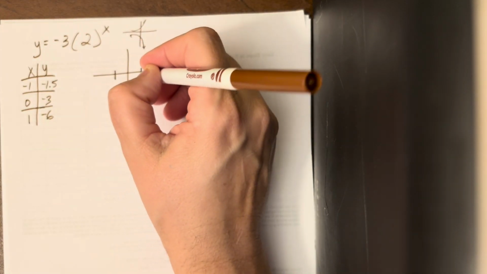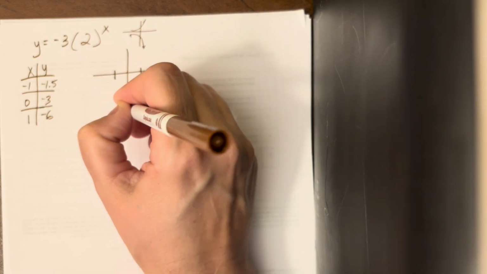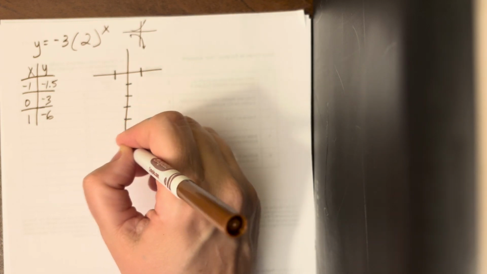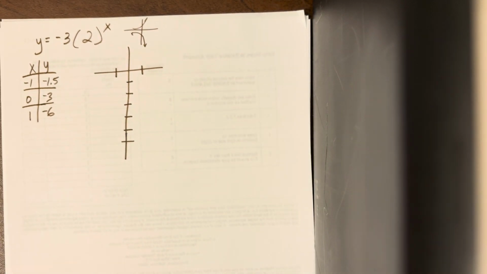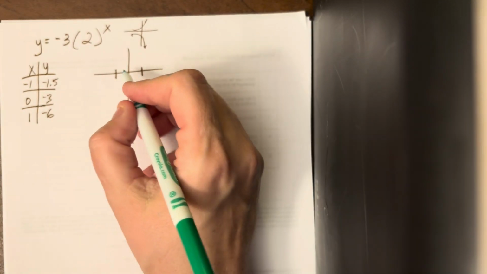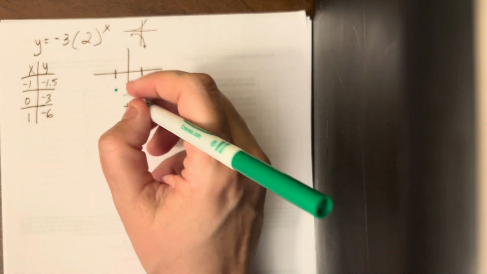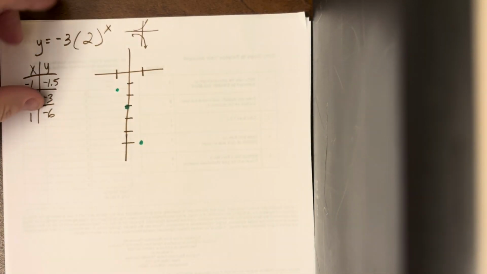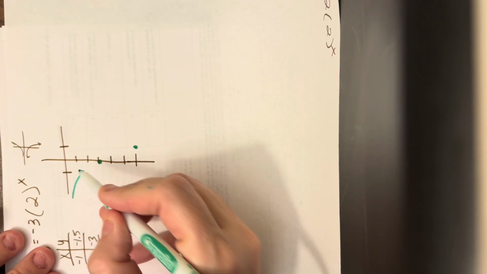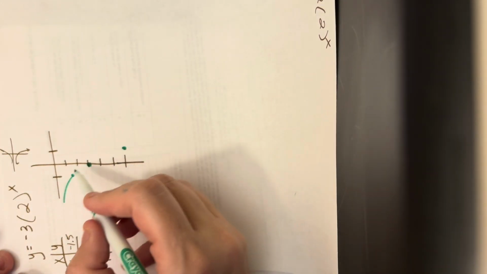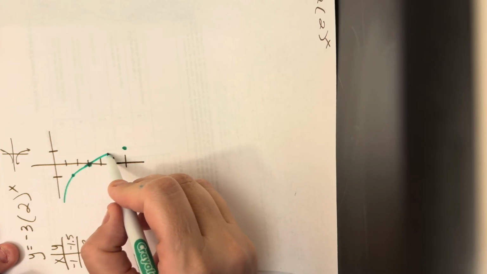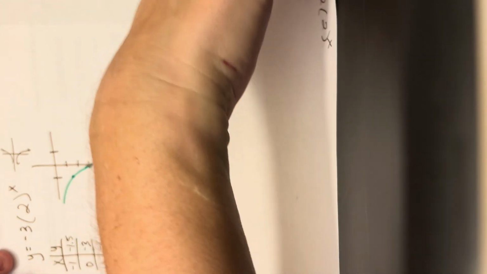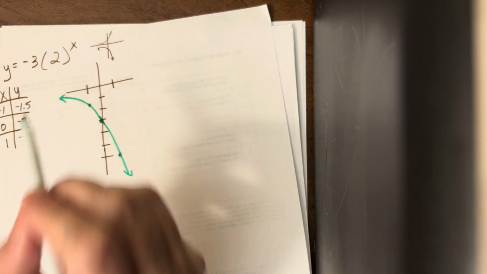So here's -1, here's 1, here's 1, 2, 3, 4, 5, 6. We'll try to be as consistent as we can. All right, so -1, -1.5 is here. 0, -3 is here. 1, -6 is there. Okay, so I'm going to move this because these are hard for me to do upside down. So I'm coming in like so. Hopefully you can see what I'm doing. Yeah, you can. And then it's going to go through here like that. There we go. And this goes out that way.